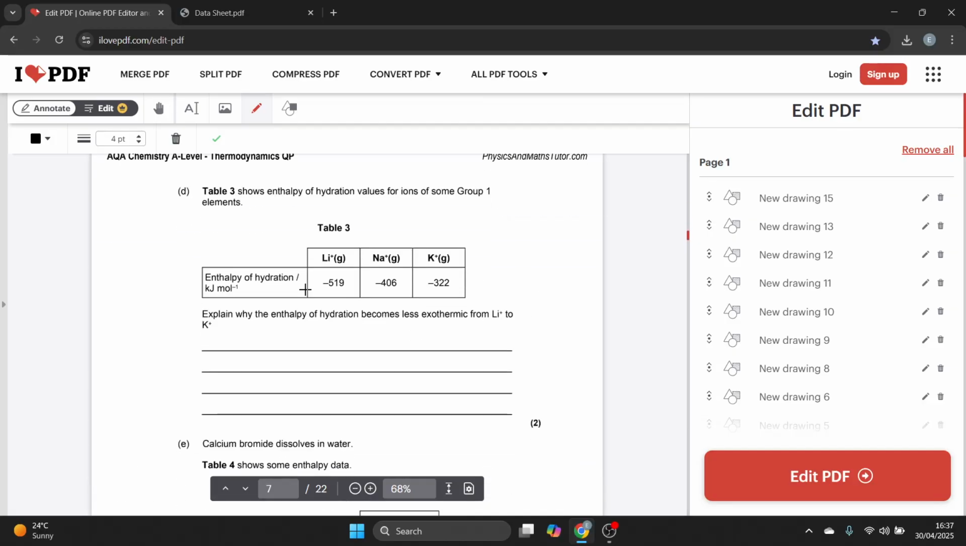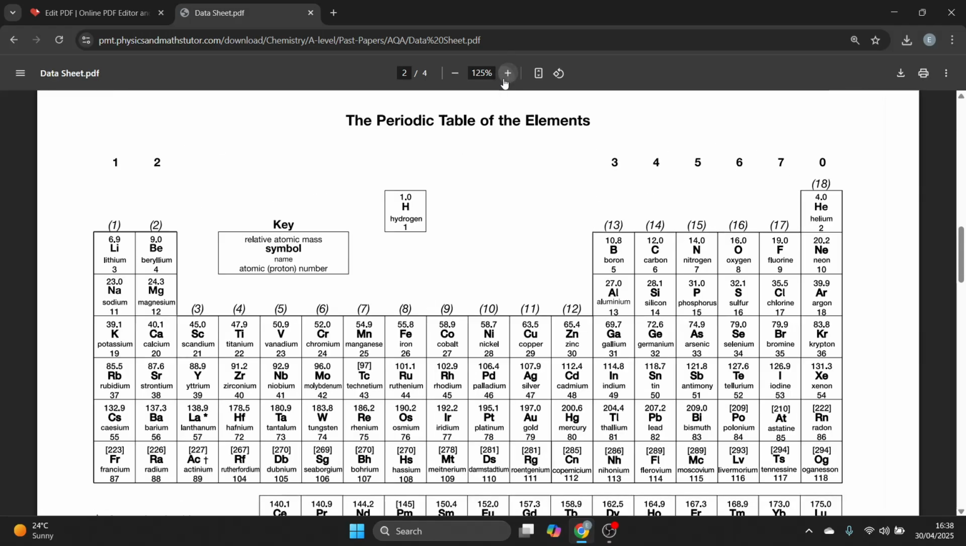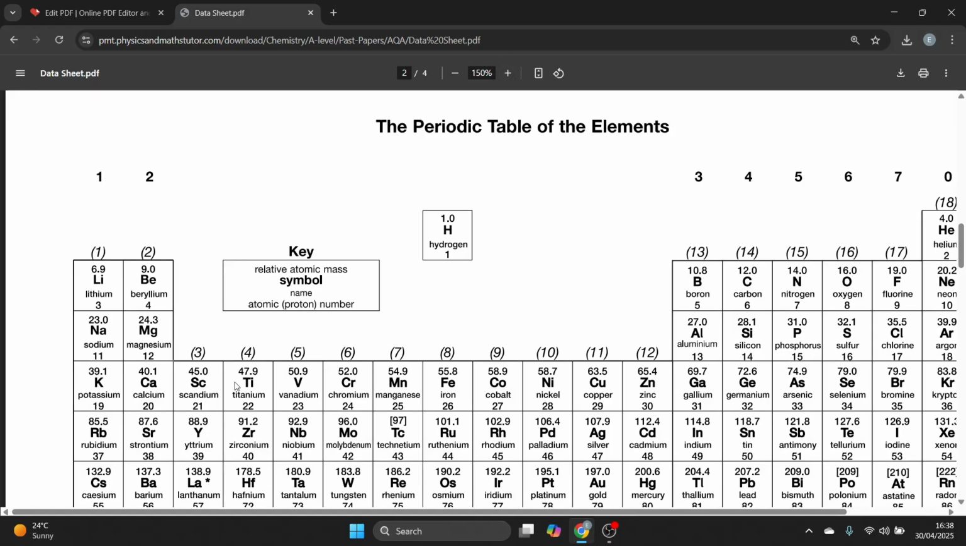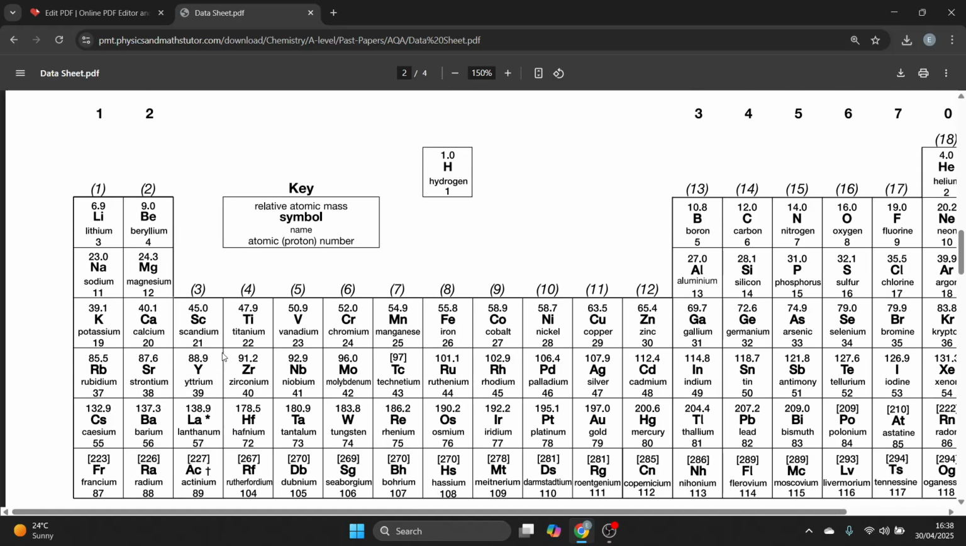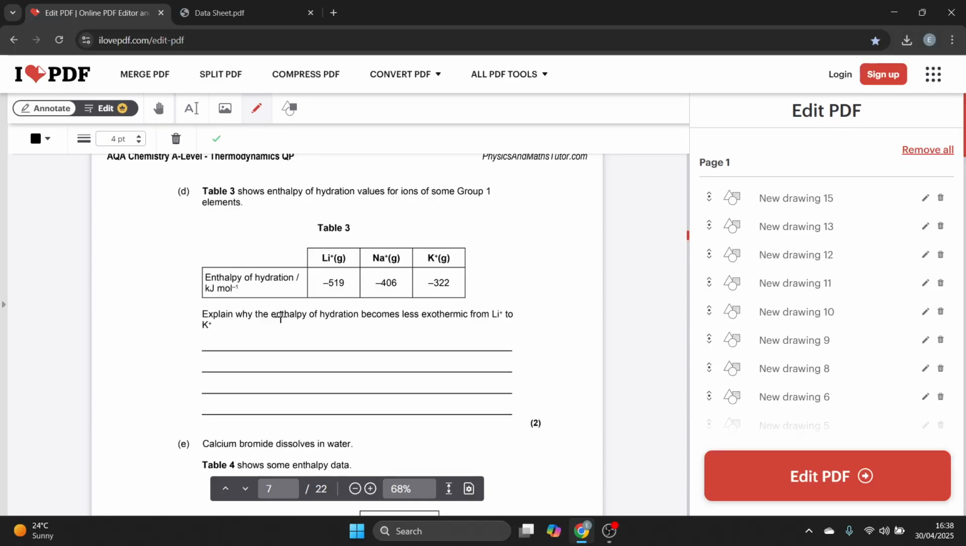Explain why the enthalpy of hydration becomes less exothermic from lithium to K. Well, just look at the periodic table. Lithium to K. K is further down the group. So what's going to happen? Well, you have more electron shells, a larger distance between the nucleus and outer electrons, a larger ionic radius, and the electrostatic attraction between what and what decreases.